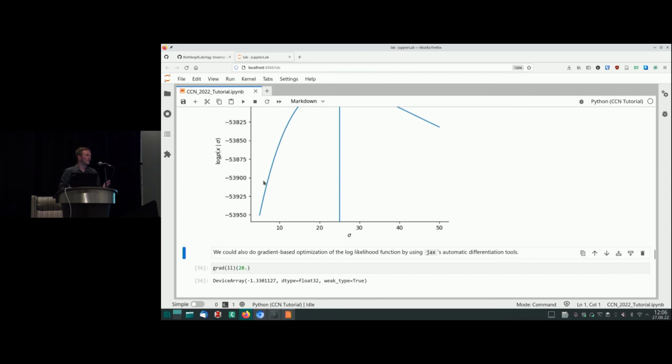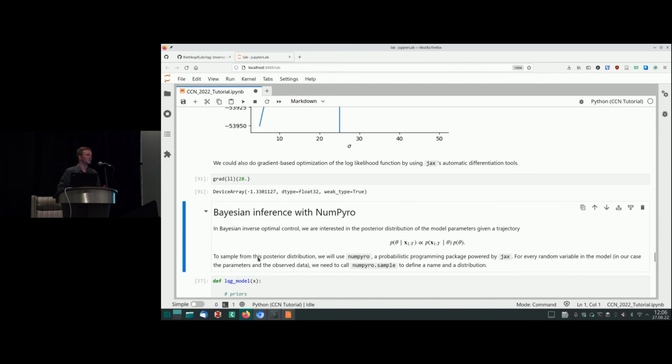And we can now just do gradient-based optimization of the log likelihood, because we can actually compute the gradients since we have implemented everything in JAX. So you could use your favorite gradient-based optimizer and just do gradient descent on the log likelihood. But we want to be good Bayesians, right?